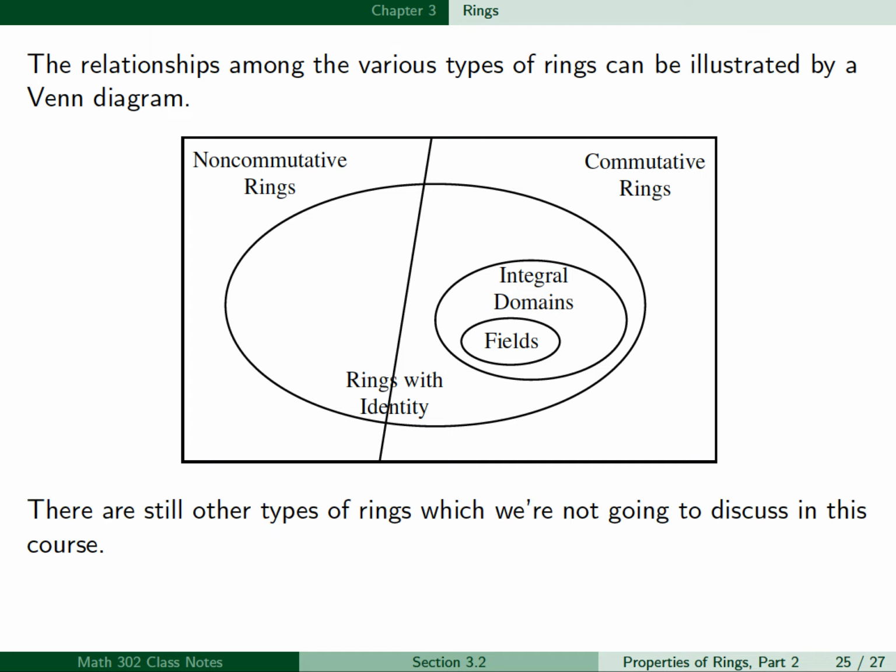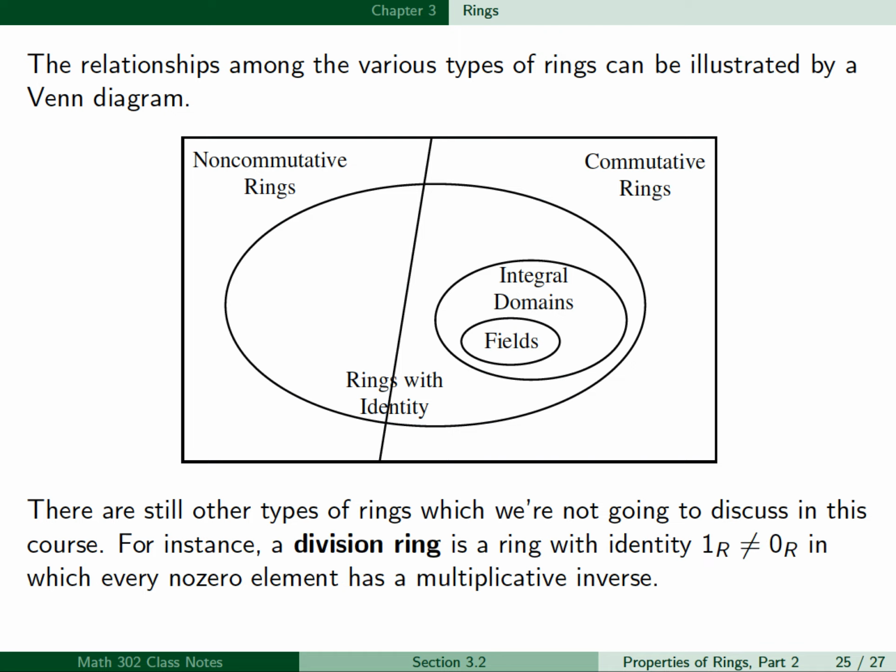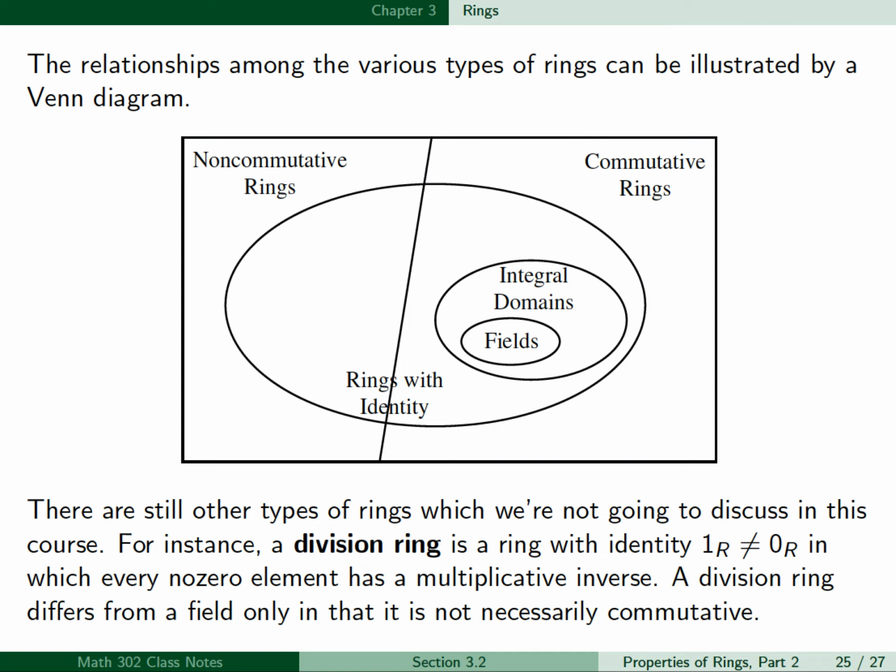Now, there are still other types of rings which we're not going to discuss in this course. For instance, a division ring is a ring with identity 1 sub r not equal to 0 sub r, in which every non-zero element has a multiplicative inverse. A division ring differs from a field only in that it is not necessarily commutative. And so you can sort of figure out for yourself where the division rings would fit in this Venn diagram.